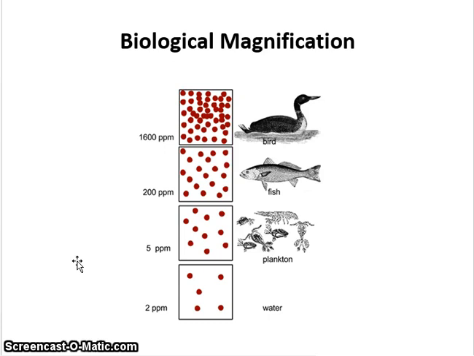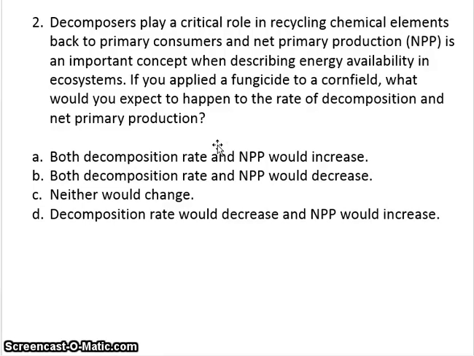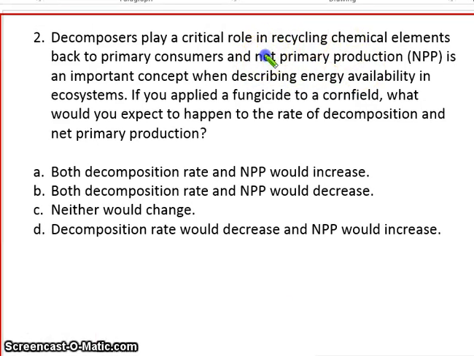Stuff that we're supposed to review on this one is this idea of biological magnification. How we get these toxins accumulating at the top level predators. So that's going to be important to remember for the test. Number 2, we're going to talk about the role of decomposers. And we're talking about net primary production. That's going to be important here in just a little bit.